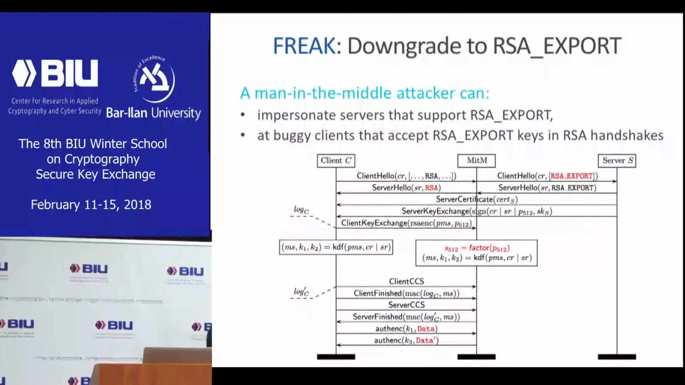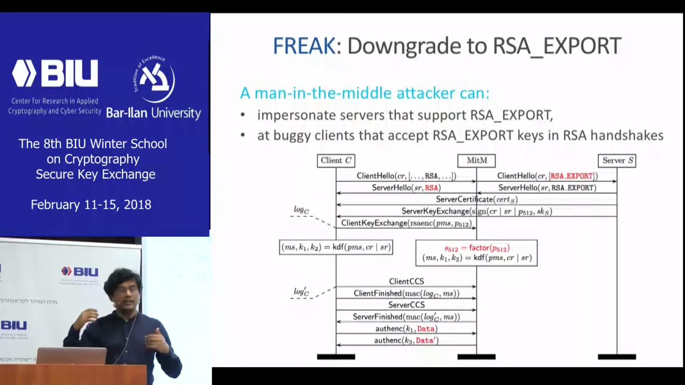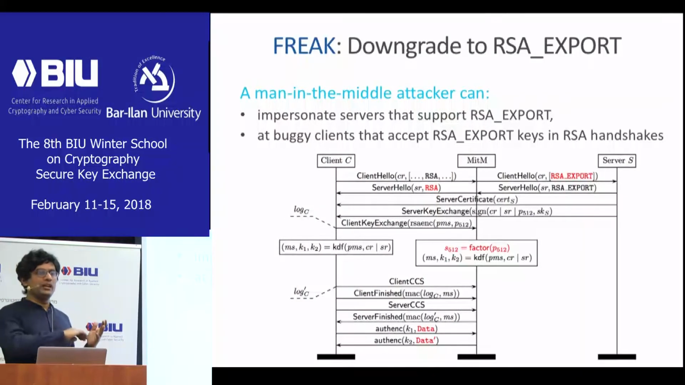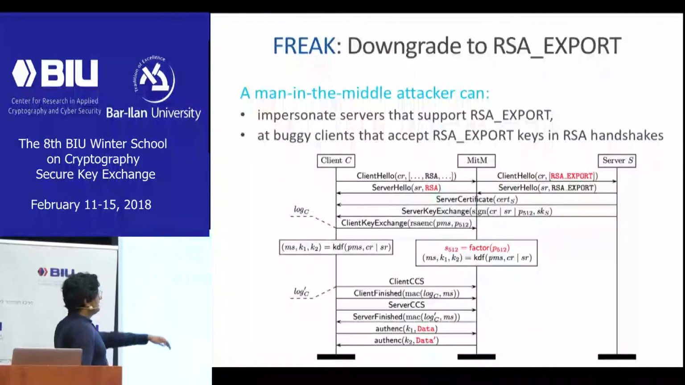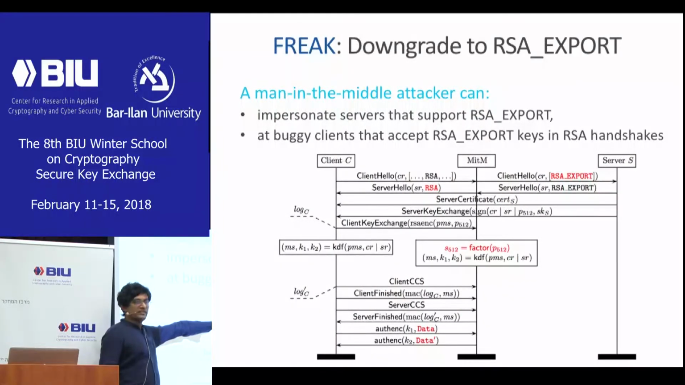So what is going to happen is that the client, like your Chrome browser until 2015, is going to say, I support RSA. The attacker is going to delete RSA and instead put RSA export. So the server thinks that the client is asking for an RSA export handshake. The server sends back saying, okay, we'll do RSA export. And the man in the middle changes it back to RSA. So the client still thinks it's doing 2048-bit RSA, which was considered reasonably strong at the time.